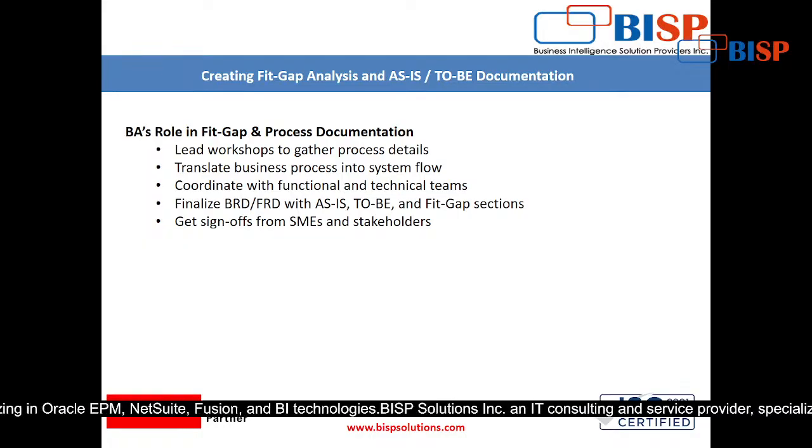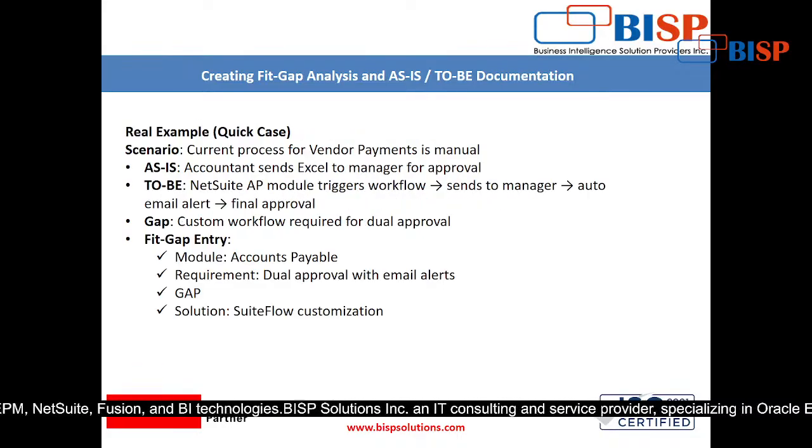Okay, so get sign off from SMEs and stakeholders. Now let's move ahead. Now see here, a real example scenario. The current process of vendor payment is manual. As is, accountants send Excel to the manager for approval. To be, NetSuite AP module triggers workflow, sends to manager, auto email alert, and then final approval. Gap, as is and to be.